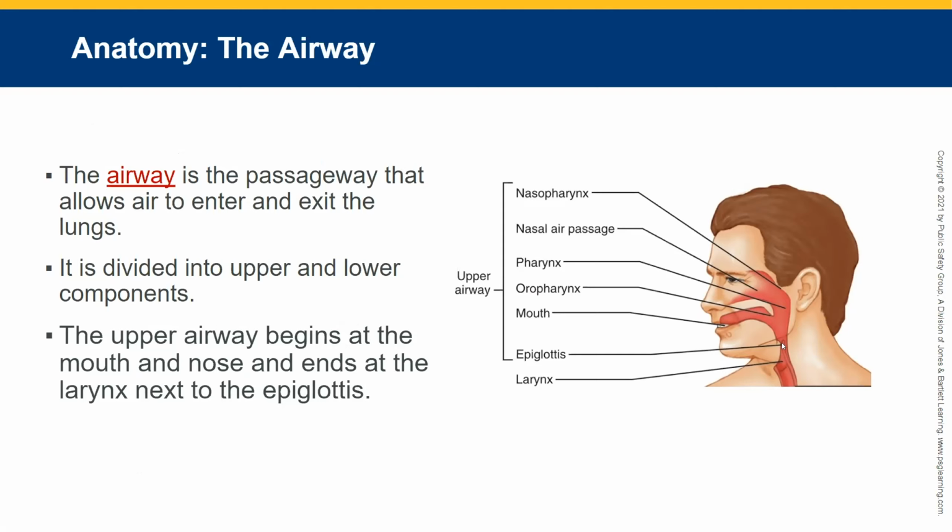Yeah, so it's actually the division point between the airways. Everything above the epiglottis is the upper airway. Everything below it is the lower airway. So if you hear that someone has an upper airway obstruction or they have trauma to their upper airway, that would be anything in this area of the face, the mouth, the nose, above the epiglottis.